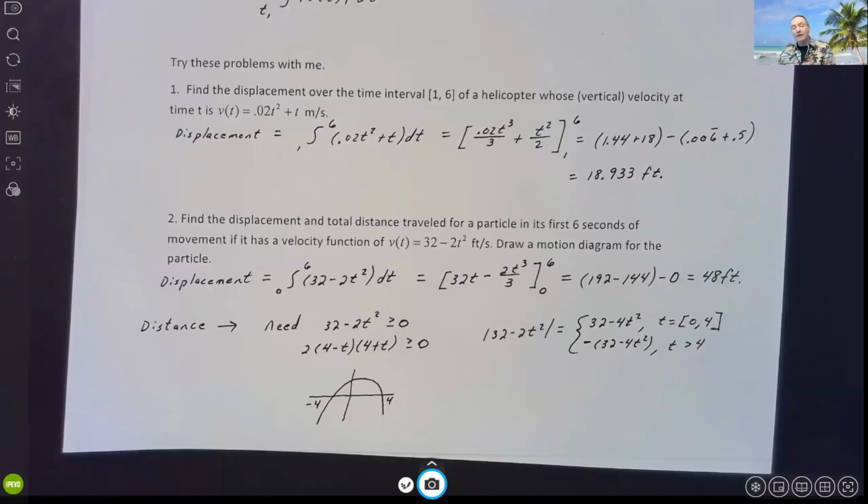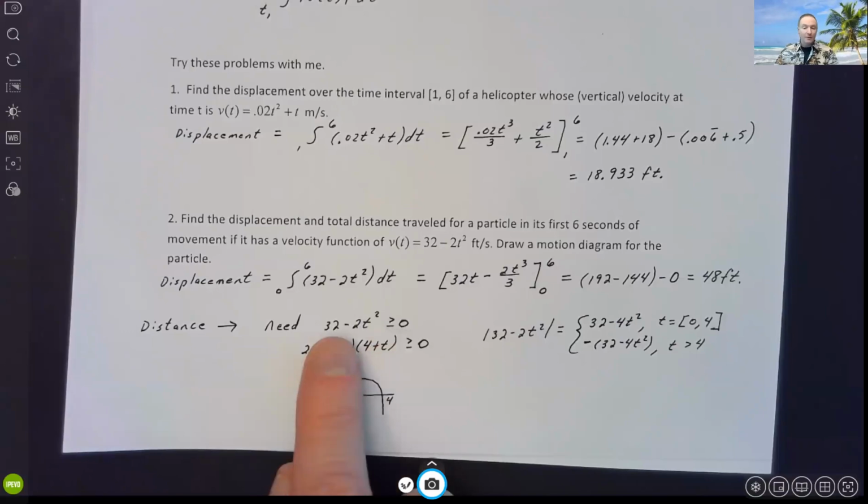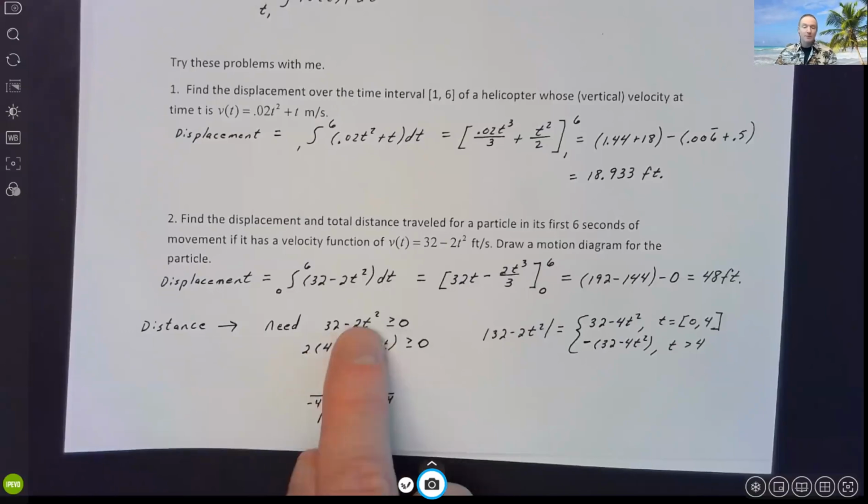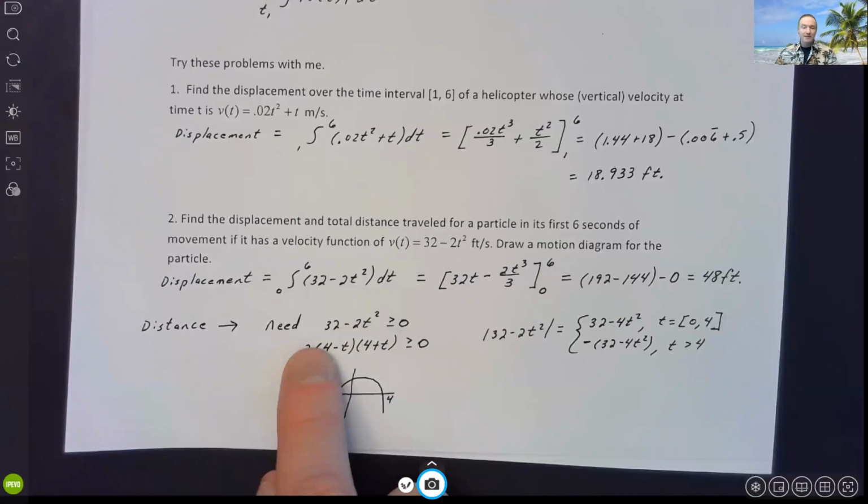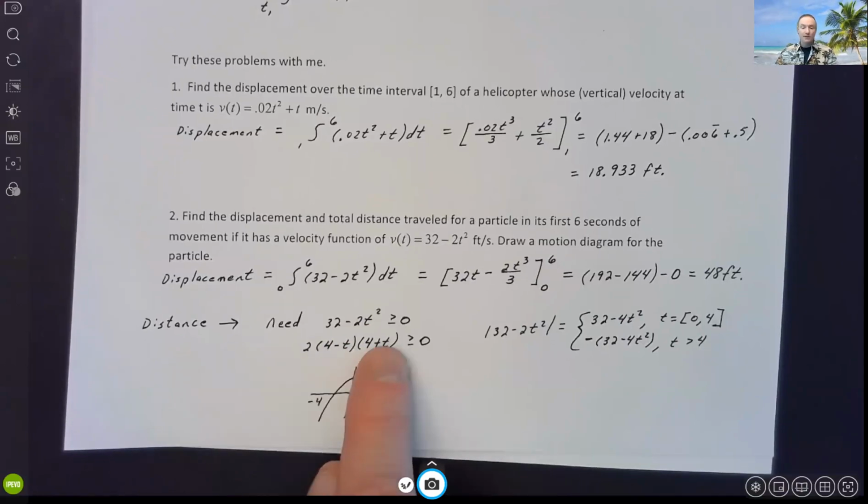But for part B, I want to find the total distance traveled. So when I'm doing that, I would just go ahead and think about when is this velocity function positive. So you'll see I said the velocity function 32 minus 2t squared. If I try to find when that's greater than or equal to 0, this would factor really nicely. I could factor out a 2, and then it would be 16 minus t squared, which factors by difference of 2 squares to 4 minus t and 4 plus t.